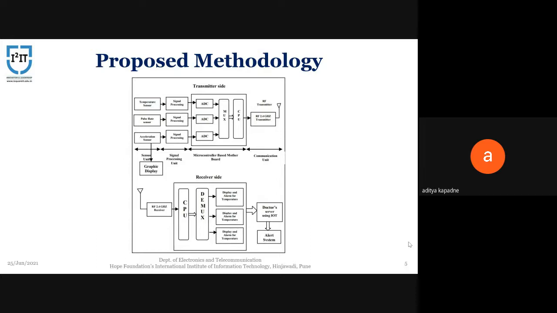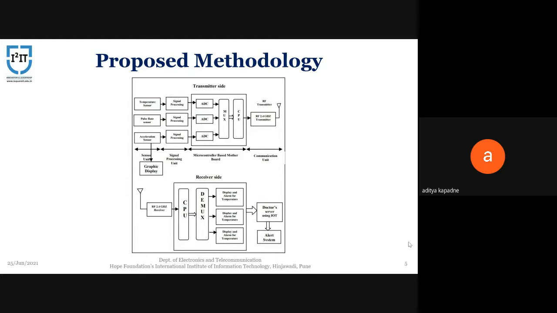After these signals are processed in the system, the system transmits them through an RF transmitter which has a 2.4 gigahertz frequency. These systems work in harmony with the receiver side, which comprises an RF receiver of 2.4 gigahertz. Then this receiver sends the signal to the CPU, and the CPU uses a demux to break down these signals into different forms.